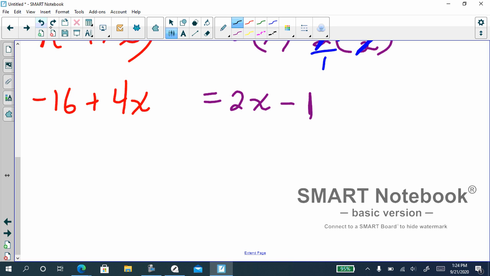So then we want to collect all of our variables on the same side. So let's get our x's on the left, which means we want to get rid of any x that's on the right. So the opposite of adding 2x is to take away 2x. We have to do that on both sides.